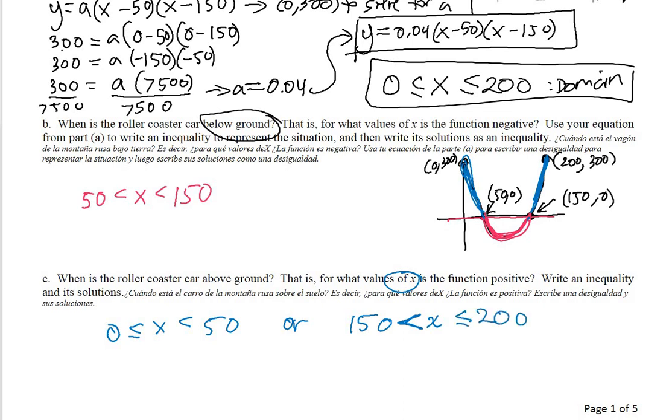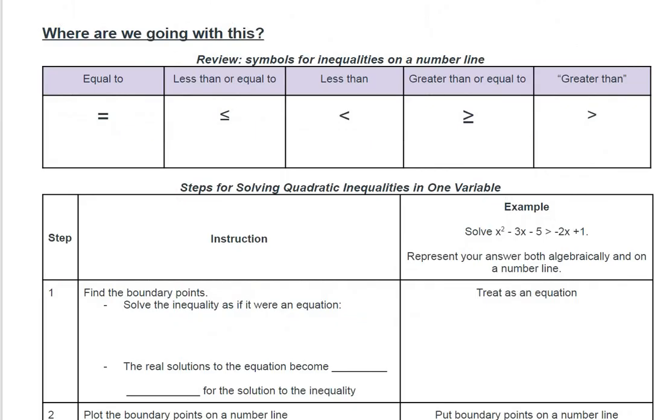All right. The key parts right here are that we're focusing on boundaries, and that our solution is either everything outside the boundaries, as in the blue part, or everything inside the boundary, as in the red part. And that's going to be an important thing to keep track of as we go forward. So where are we going with this?